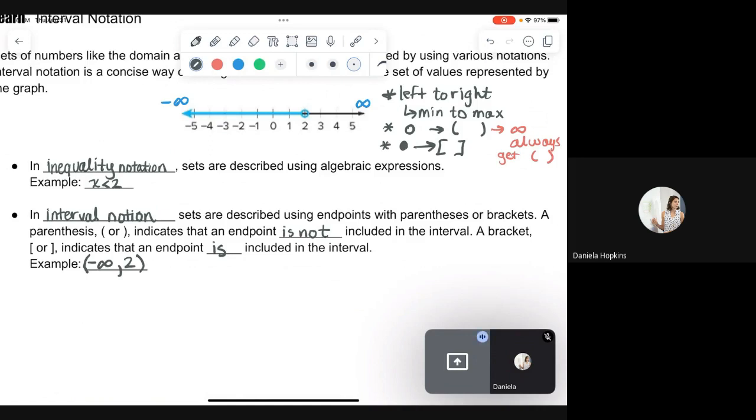So as I'm doing this, I always like to write this is my minimum value at negative infinity up to 2 with a parenthesis because it's not included. That would be kind of like the visual if you push that onto that number line.